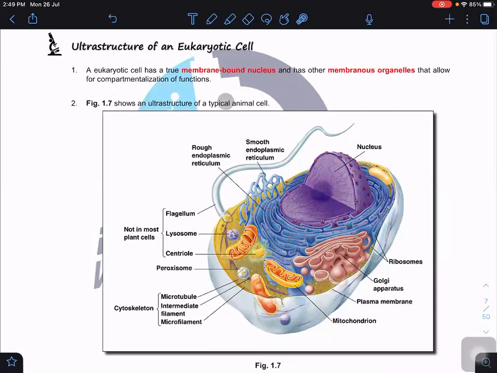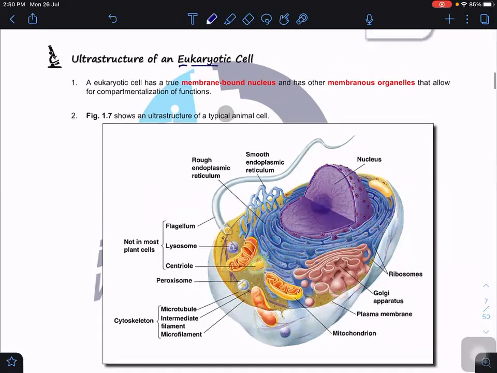Okay, so what does it mean by eukaryotic cells? If you break the word into two parts, the first part is eu, and the other is karyot. Eu means true, in biology terms. Karyot means nucleus. So it means that this kind of cell will have a nucleus. Okay, a eukaryotic cell must have a nucleus in its cellular structure.